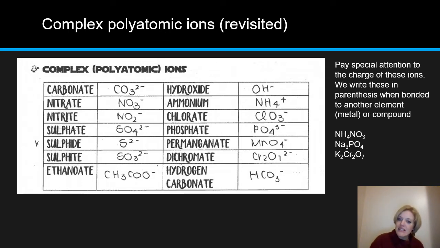We always write these in parentheses or in brackets when bonded to another element like a metal, especially if we require 2 or more of these polyatomic ions when bonded to maybe one atom of metal. Or let's just say with the sodium phosphate, there were three atoms of sodium there, and then you have your phosphate, which has got a -3 charge. So the -3 and 3 atoms of the sodium, they cancel each other out.